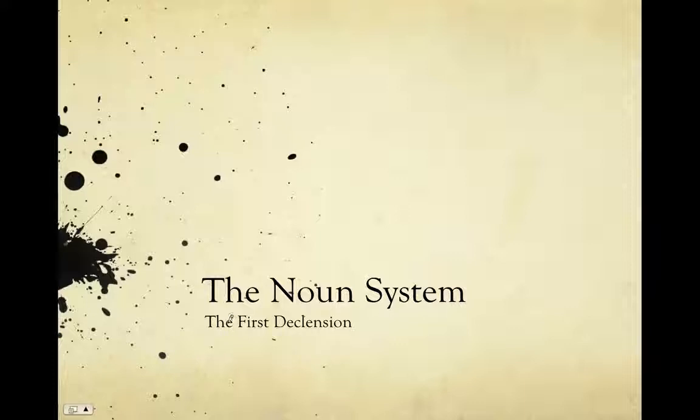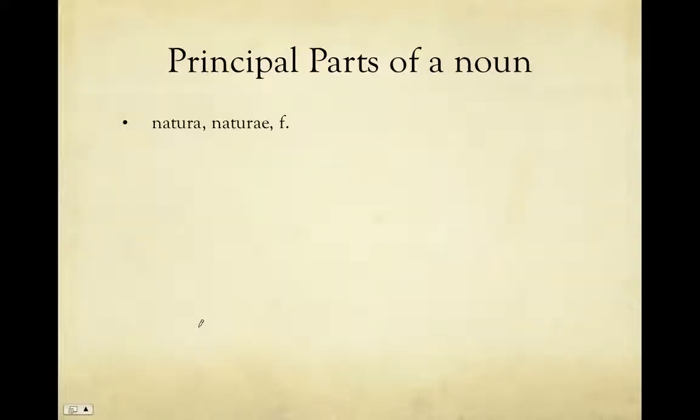Now that you have the basic idea of how the noun system works, let's look at some specifics. Let's actually form real nouns. What we're going to be dealing with are declensions. There are 5 declensions in Latin, and the declension is determined by its principal parts. Like a verb that has 4 principal parts, a Latin noun has 3 principal parts.